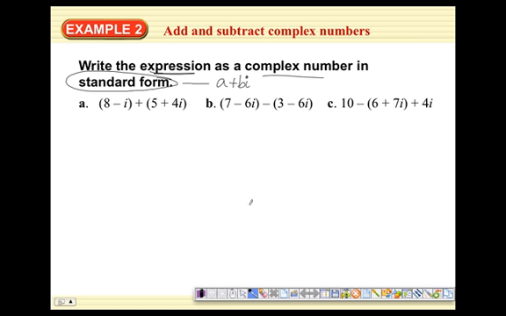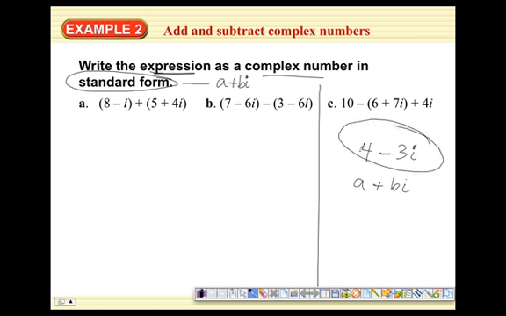Okay? So make sure. We just did C. You got what? 4 minus 3i? It is in a plus bi form, so that's why we could circle it, say it's good. Okay? Look at these two, A and B. This is just adding and subtracting here, folks. It's nothing crazy. This is easy points on the quiz or test, right?